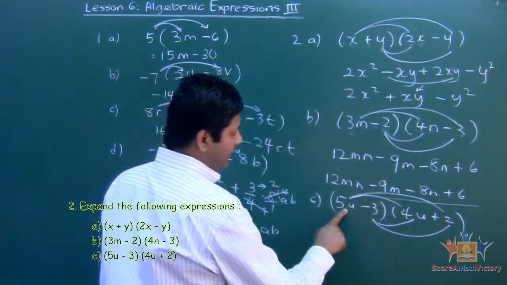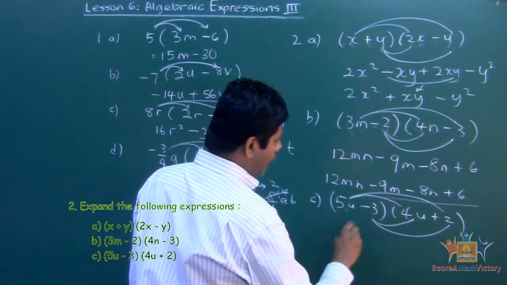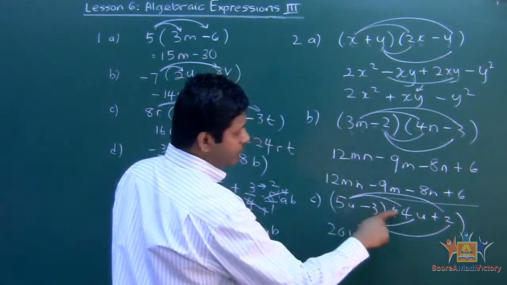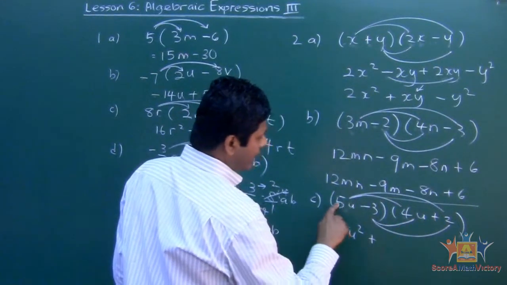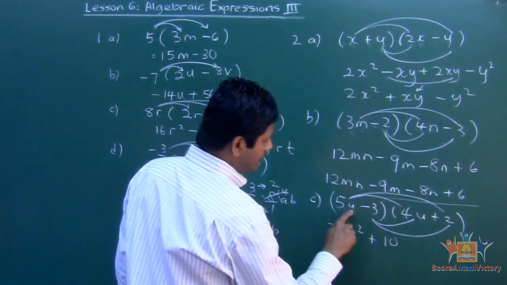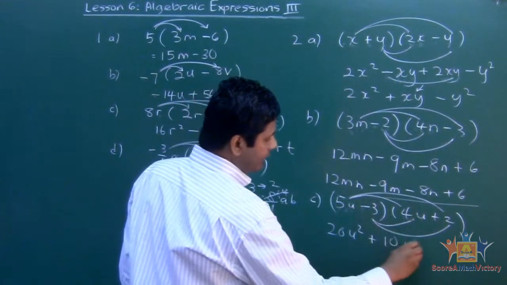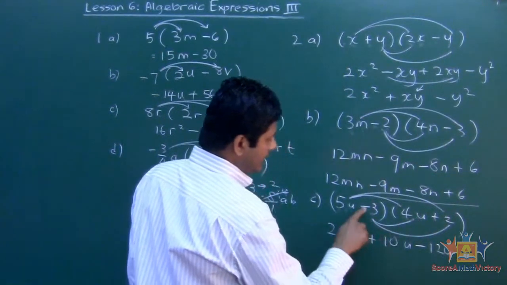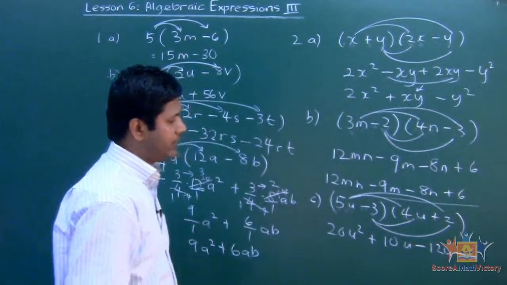So let's start with the 5u. 5u times 4u. 5 times 4, 20. U times u, u squared. So we did the first one. Go to the second one. Plus and plus will give me plus. 5 times 2, 10. Bring the u back. Negative and positive, negative. 3 times 4, 12, u. Negative and positive, negative. 3 times 2, 6. Right there.